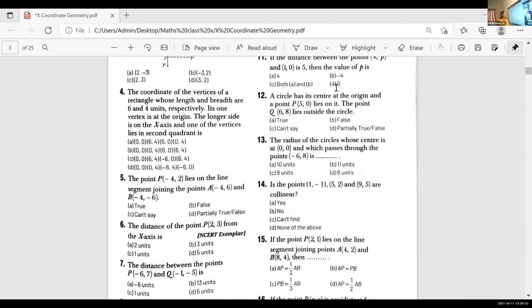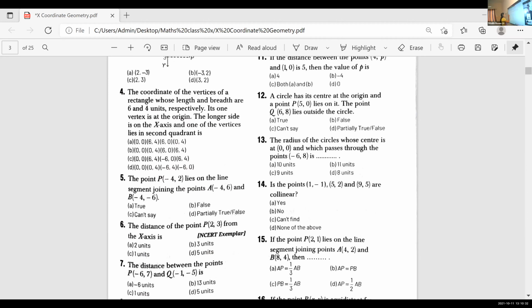Okay, now look at the 14th question. Are the points 1, minus 1, 5, 2, 9, 5 collinear? Whether the points are collinear. 14th one. Okay, write down, are the points 1, minus 1, 5, 2 and 9, 5 collinear? Are the points collinear? So you name the points. A, 1, minus 1. The second point you mark it as B, 5, 2 and C, 9, 5.